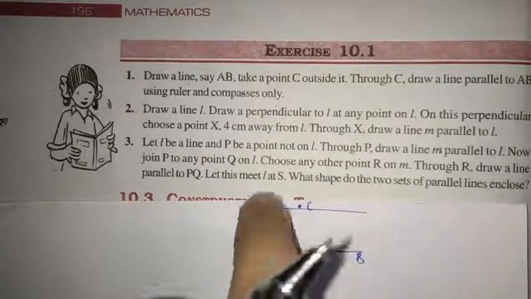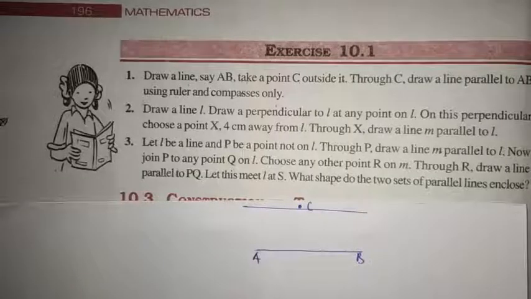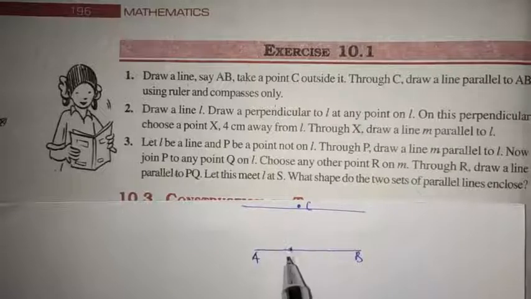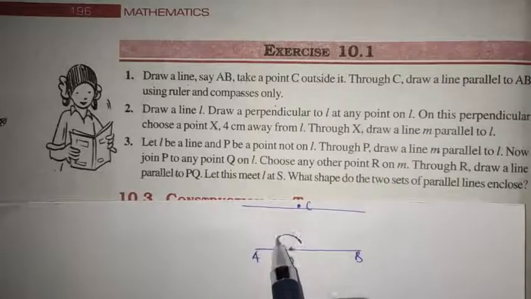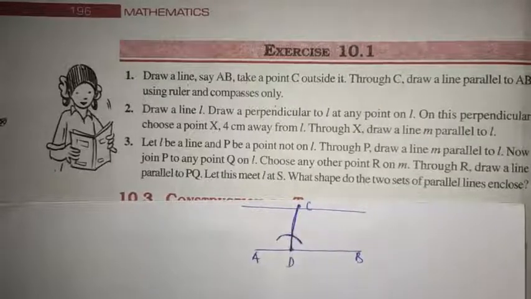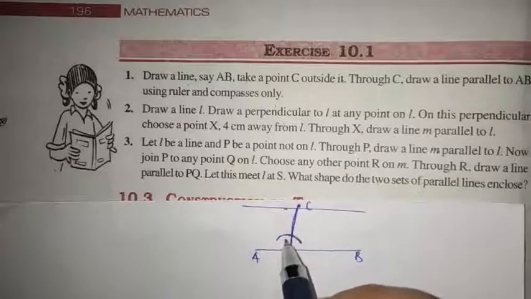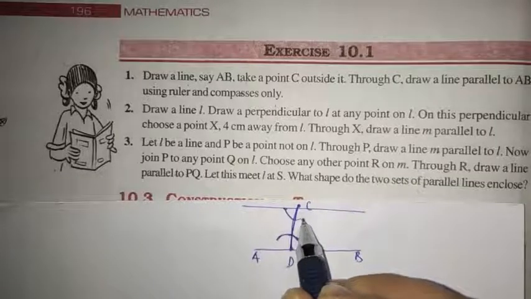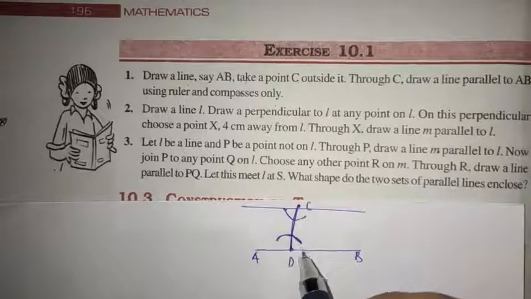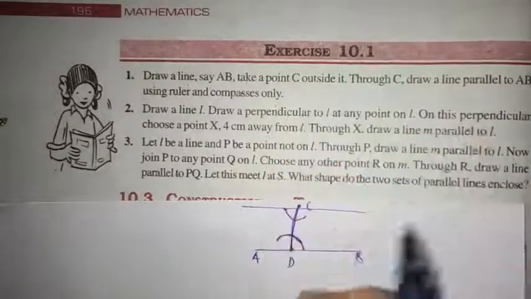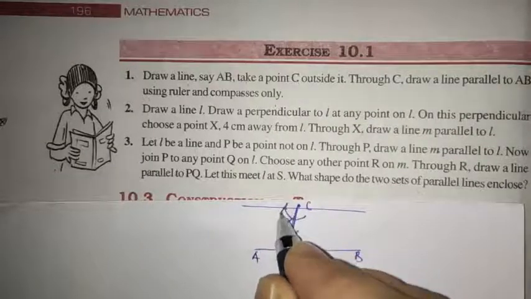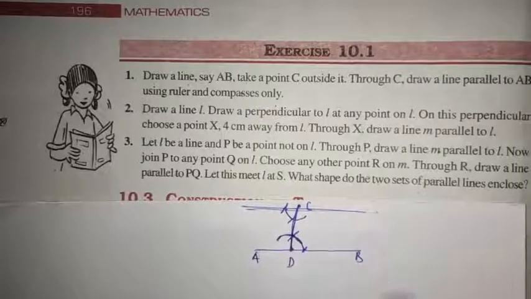Through C, now we will make a line. But how to do this? What we'll do here, we'll take one point here, say D, and we will make an arc. Through this arc we will try to connect this C, and from C also, from whatever arc you have cut here, we will cut the arc similarly. And again, now from here to here we will take the measurement, and from here you'll cut it. Okay, you'll cut here, and then you'll draw a straight line which will now be parallel.